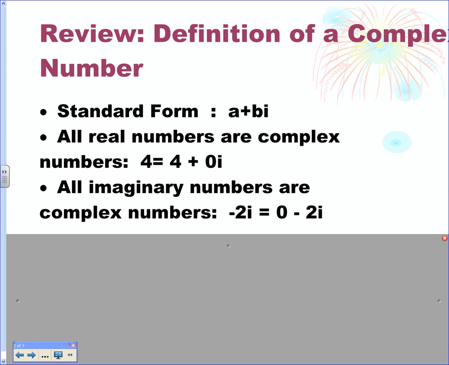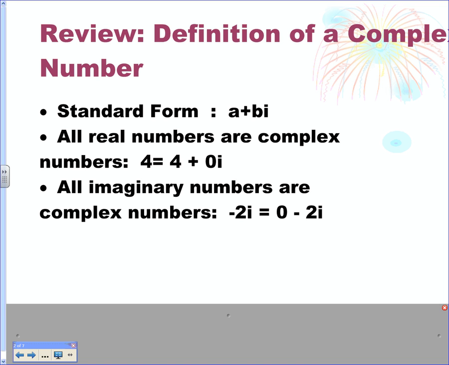All imaginary numbers, negative 2i, can be written as a complex number: 0 minus 2i. That should be reviewed. Do y'all remember that information? Yes?